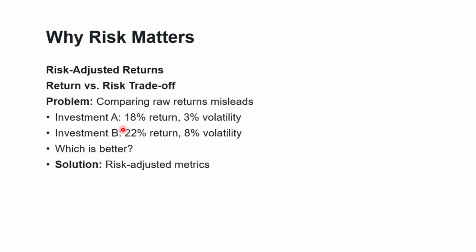Investment A offers 18% return with 3% volatility. Investment B offers 22% return with 8% volatility. Which is better? The answer isn't obvious without considering the risk. This is where the risk-adjusted metrics become essential. They help you compare investments with different risk profiles on an apple-to-apple basis. So professional investors always use risk-adjusted return for investment comparisons.